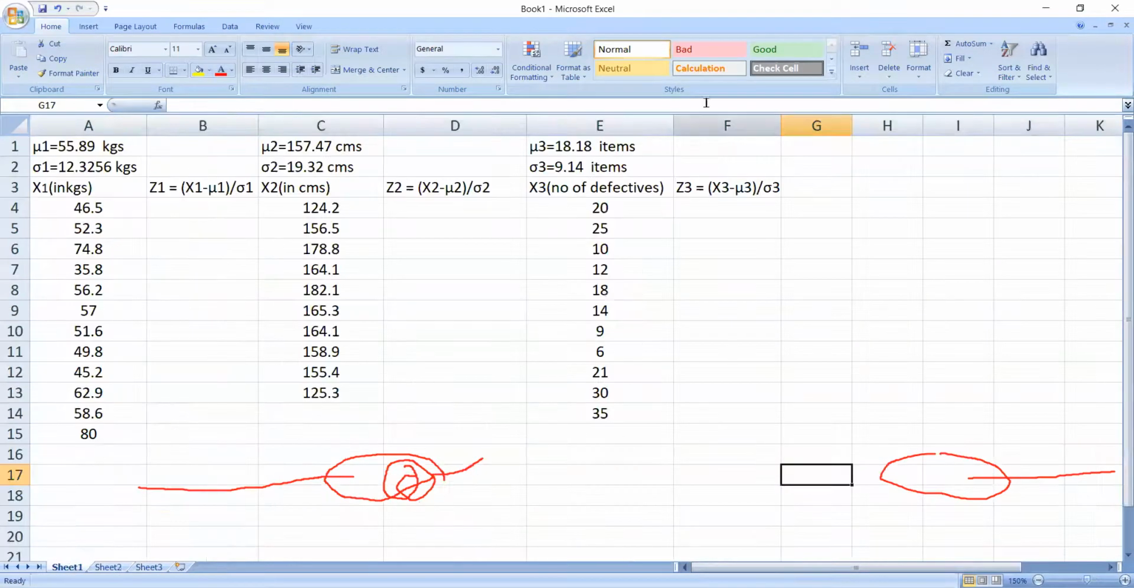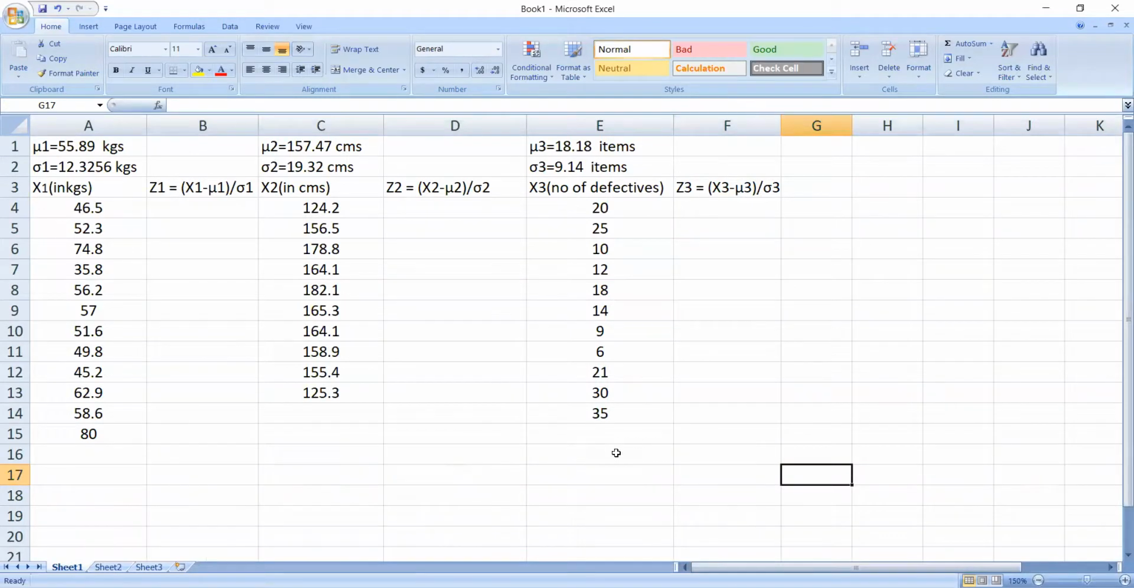Here, I have three different variables. First I have taken x1, which is weights in kgs. I have randomly observed some 11 or 12 patients' weight here, recorded in kgs. For those values, I have computed the mean and standard deviation. In the very first row, mu1 indicates the mean of x1, and sigma 1 is the standard deviation.